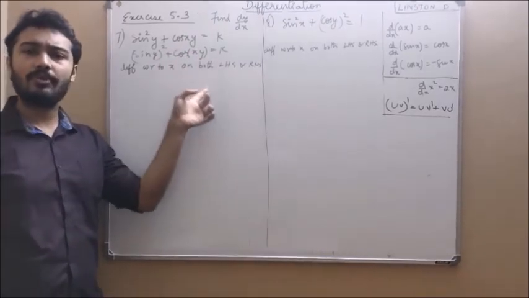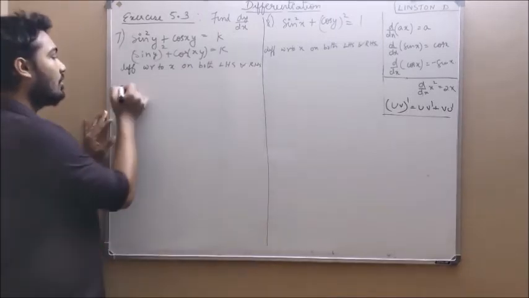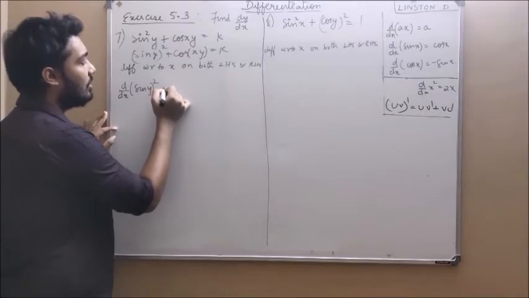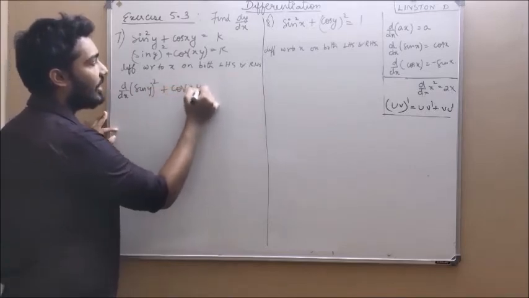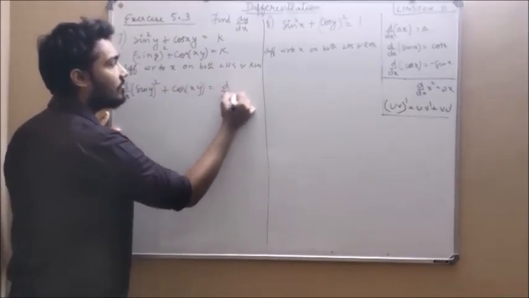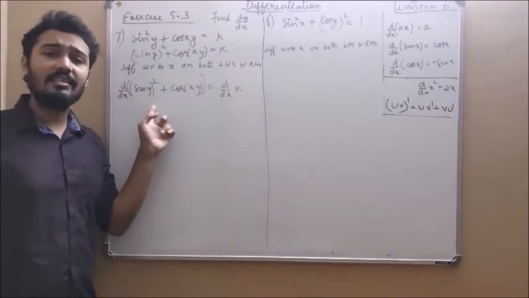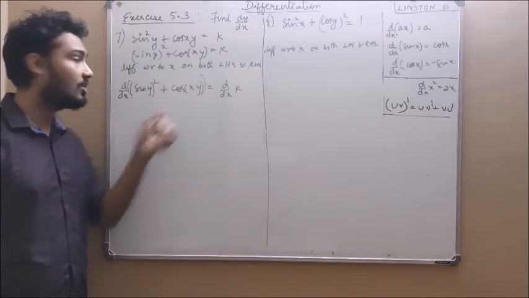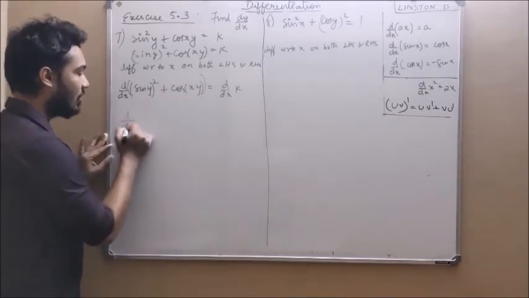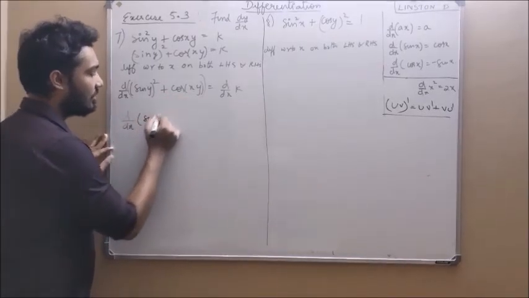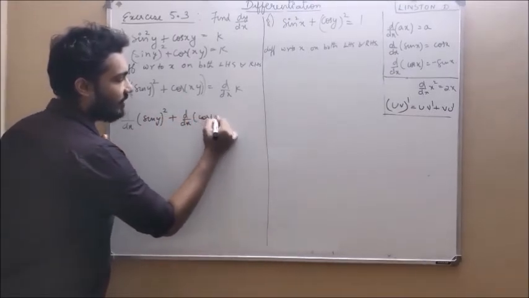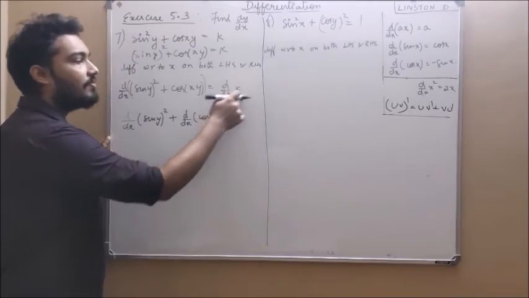Now differentiate with respect to x on both sides. So d by dx of sin y the whole square plus cos xy equal to d by dx of k. Now this is a sum. How to differentiate a sum? Differentiation of this plus differentiation of this. So this is d by dx of sin y the whole square plus d by dx of cos of xy equal to d by dx of k.